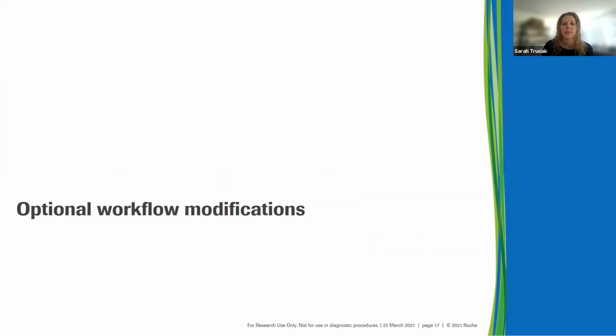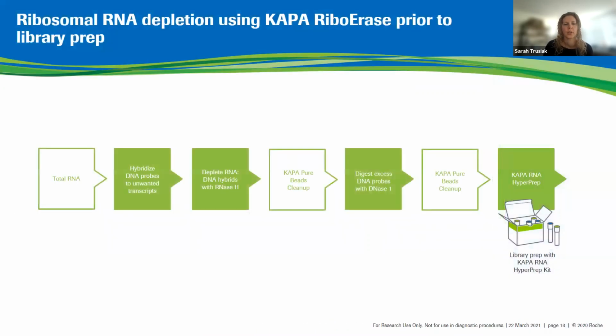So finally, I'll discuss a few of our optional workflow modifications that we tested. The first of these was the addition of a ribosomal RNA depletion step using KAPA RiboErase prior to the KAPA RNA HyperPrep library prep. The goal of this ribo depletion step would be to reduce overall host RNA background by depleting ribosomal RNA from the host. The workflow is shown here for the ribosomal step, and then after that, you would go into the library preparation with the KAPA RNA HyperPrep kit, and then through the rest of the SARS-CoV-2 TE workflow.